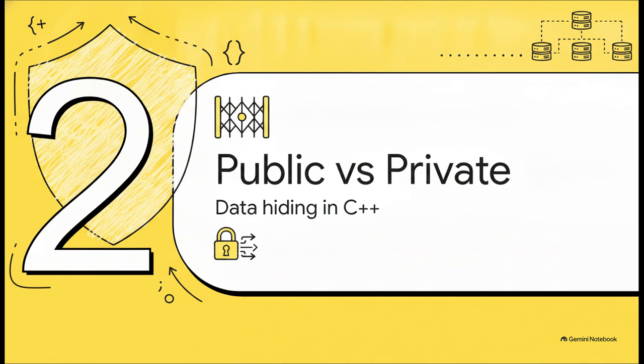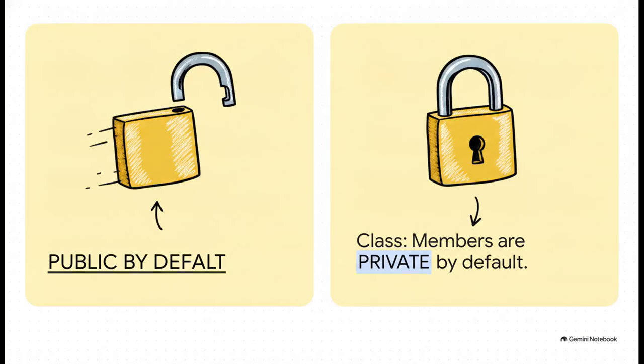Moving on to Section 2, public versus private data. So now that your data and your functions are roommates, you kind of have to decide who gets to see what. In a standard C struct, every member is public by default. Literally, anyone can access and change anything. But in a C++ class, things are locked down. Members are private by default. Unless you explicitly use the keyword public, the outside world cannot touch the internal data of your class. This is exactly how C++ protects its data, and it's a huge leap forward from those older, more vulnerable structures.